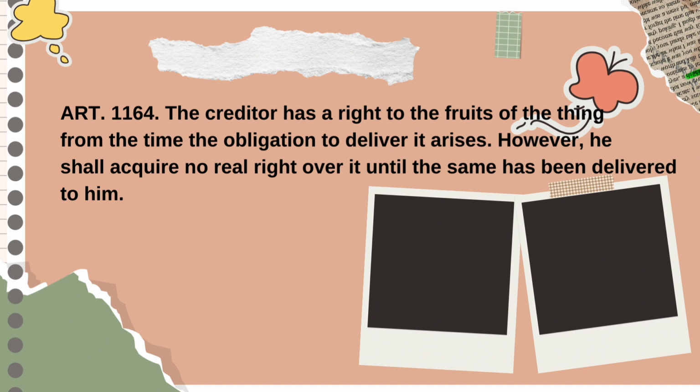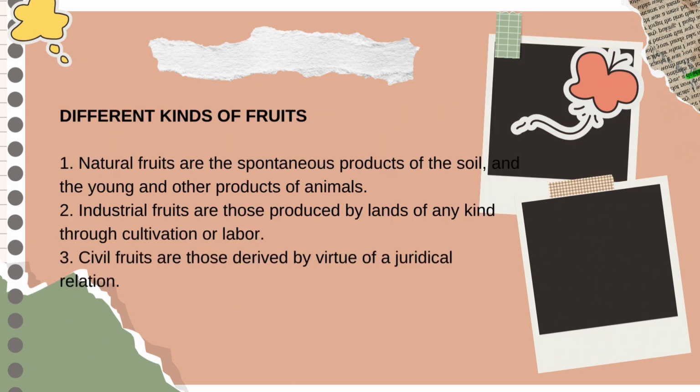So Article 1164, the creditor has the right to the fruits of the thing from the time the obligation to deliver it arises. However, he shall acquire no real right over it until the same has been delivered to him. So what are the different kinds of fruits? Number one is the natural fruit, the spontaneous products of the soil and the young and other products of animals. Example, halimbawa, all trees and plants on land produced without the intervention of human labor. Ito yung natural fruit to.